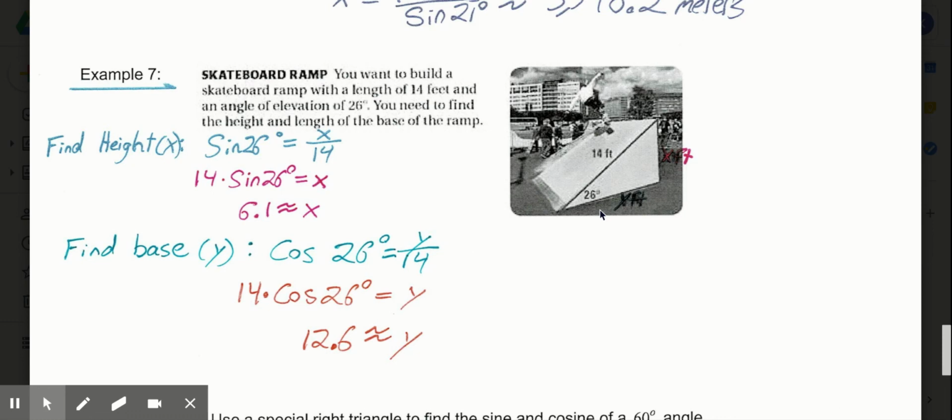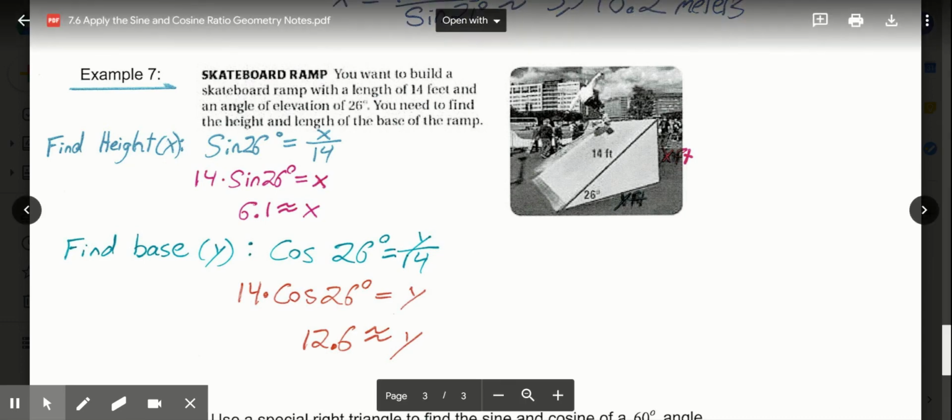Then to find the base, we would use the cosine because it's the adjacent side. So the cosine of 26 degrees equals y over 14. So 14 times the cosine of 26, y is approximately 12.6 feet.